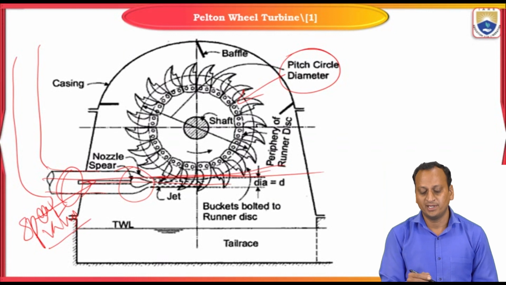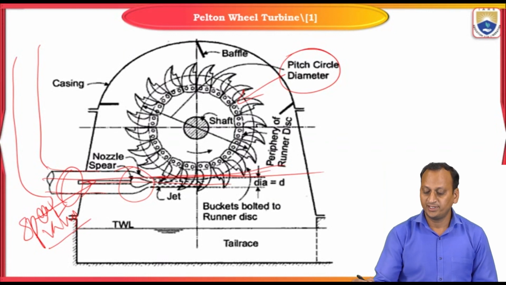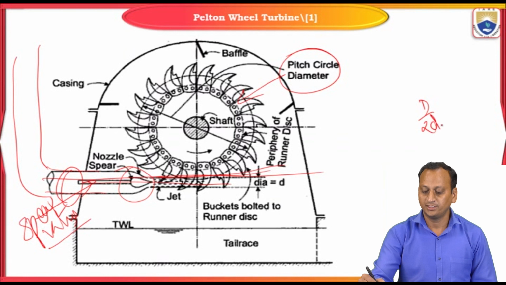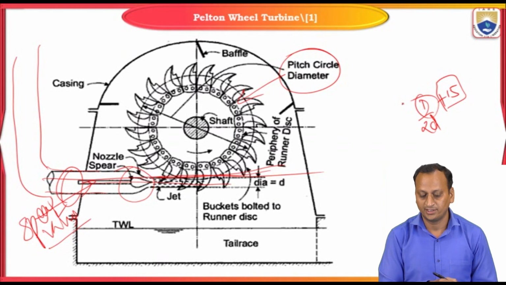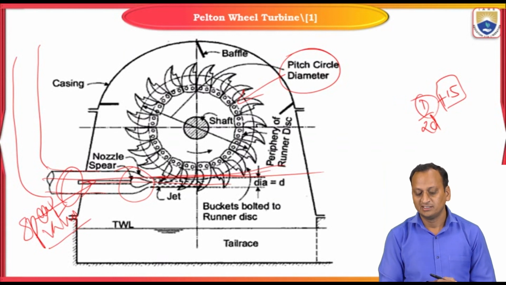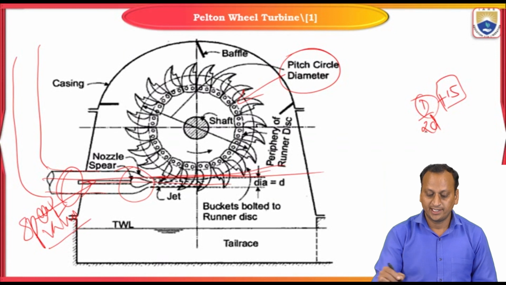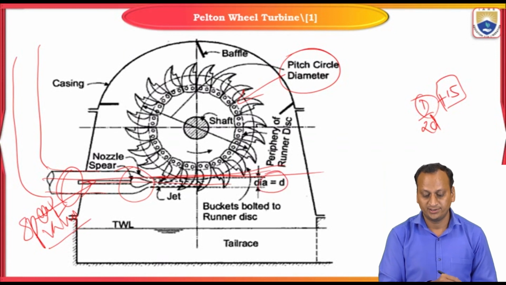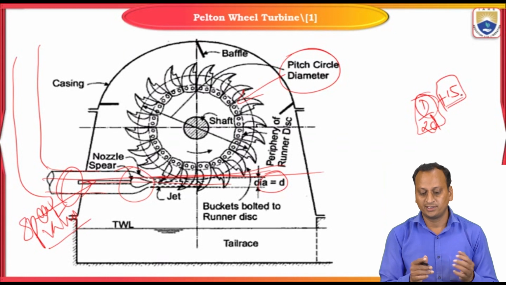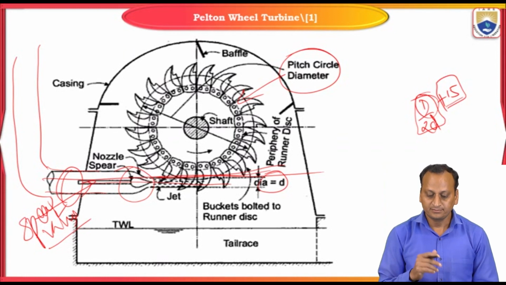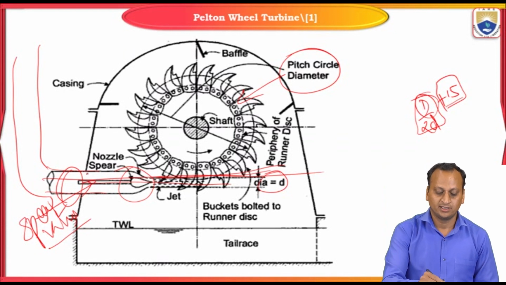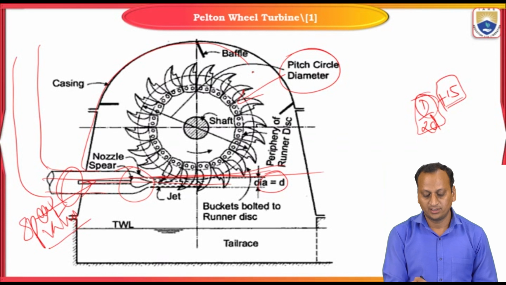It will have a number of backward curved vanes, where the number of vanes is equal to D by 2d plus 15. So the minimum number is 15, where capital D is the diameter of the turbine or pitch circle diameter, and small d is the diameter of the jet. So the number of vanes is D by 2d plus 15, equally spaced over the runner periphery.